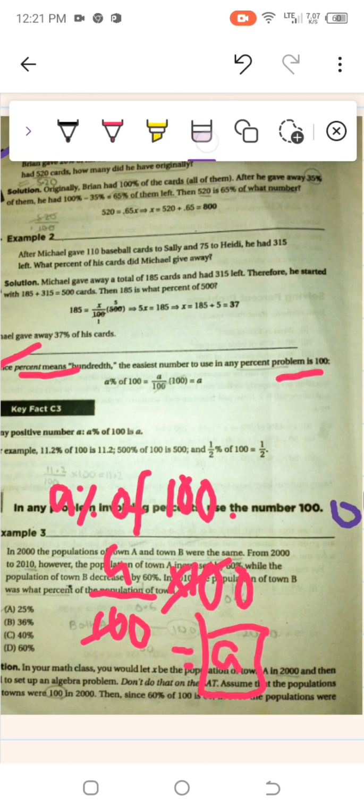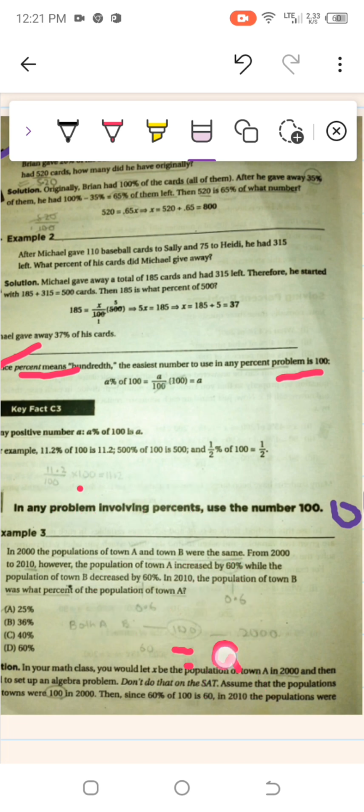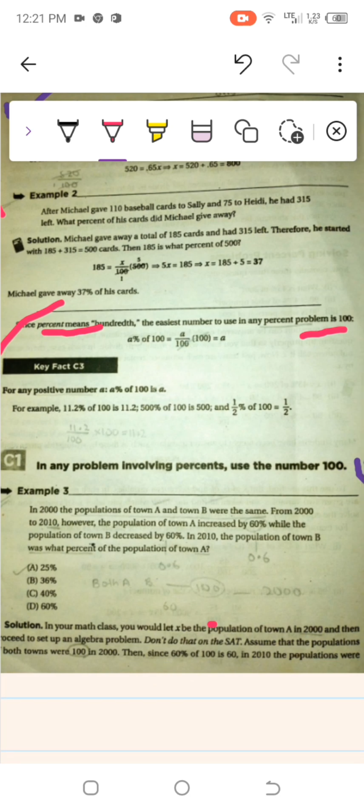So let's solve some more questions with this method. As you can see, one example is given. For example, we have 1 by 2% of 100. So how can we solve this? Just multiply this by 100 and you will get your answer. This is 1 by 2% of 100, and 1 by 2.